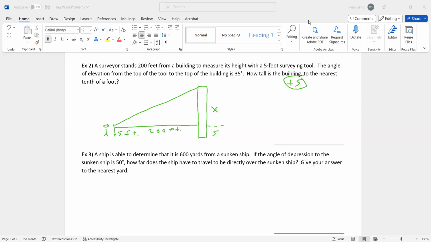Okay. Let's get an angle in there. The angle of elevation from the top of the tool to the top of the building is 35 degrees. So that would be here.